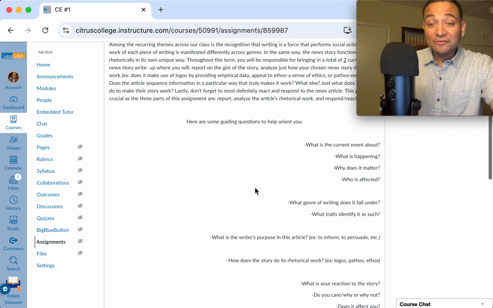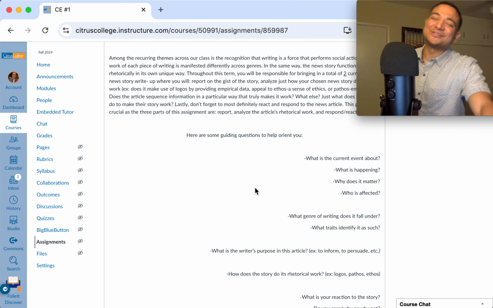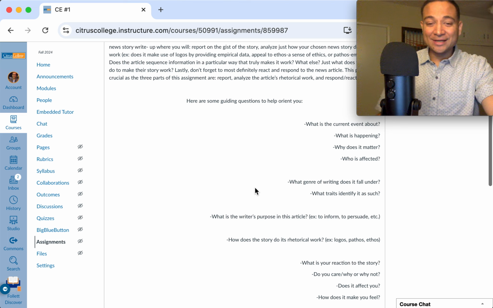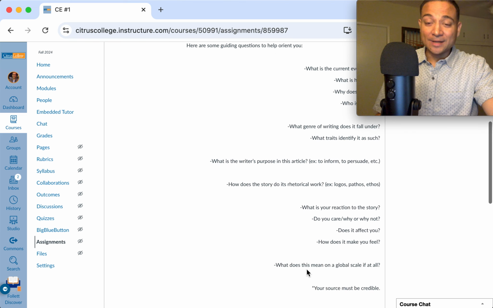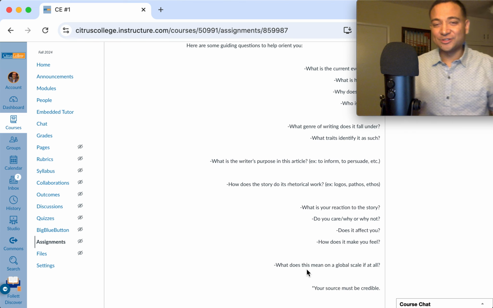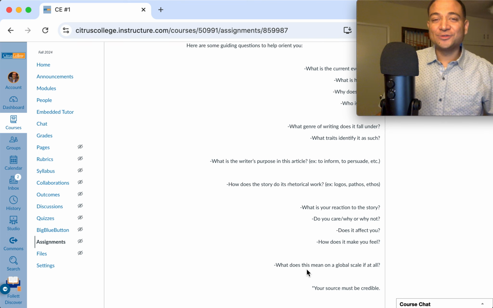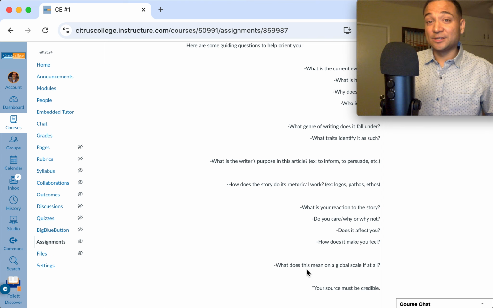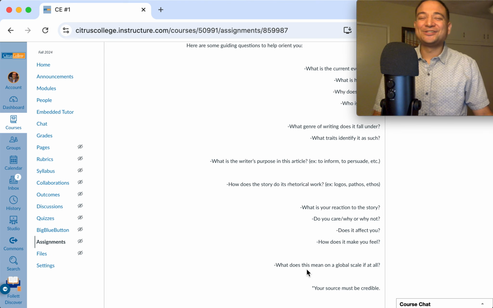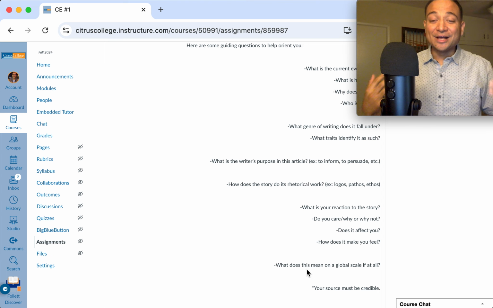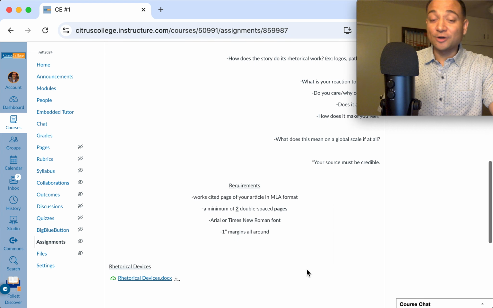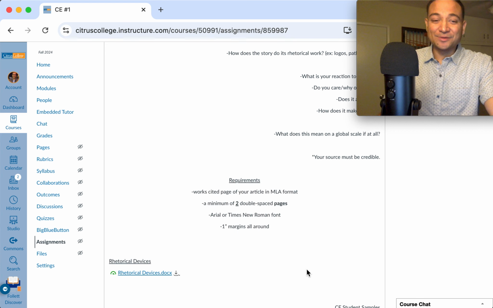And obviously, after telling what's happening in this story, what the genre is, what the writer is doing and how they are doing it, you want to say your reaction to it. Why do you care about the story? Why did you think it was cool? Why did you choose it? Also, does it affect you? The idea is to choose an article that you actually care about, that is interesting to you, from a credible source. So at least 2 double-spaced pages.